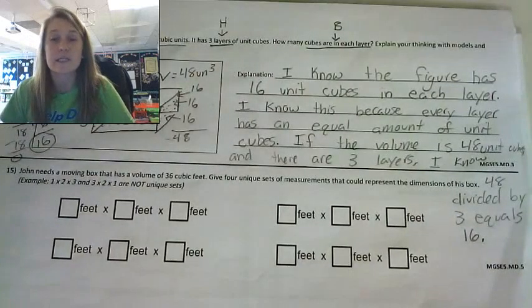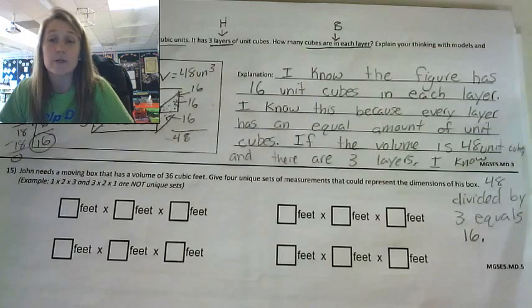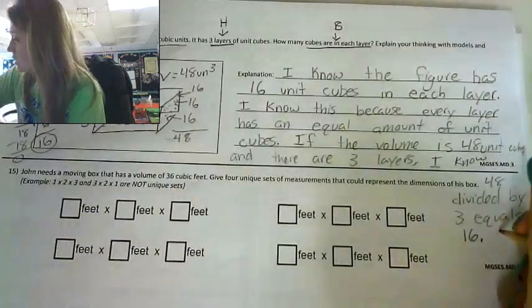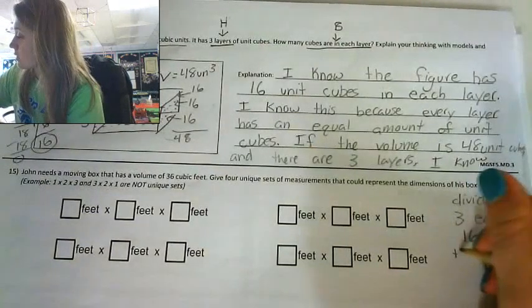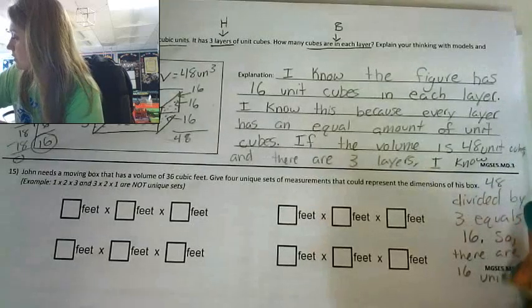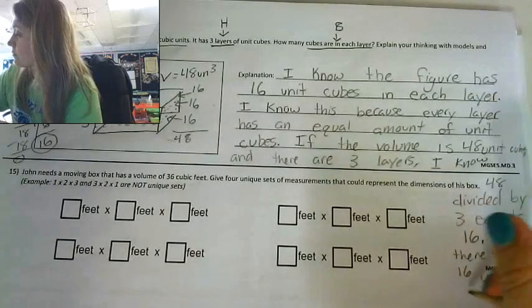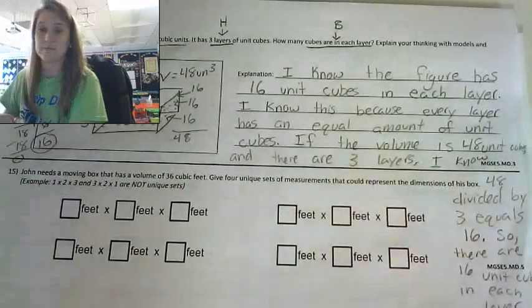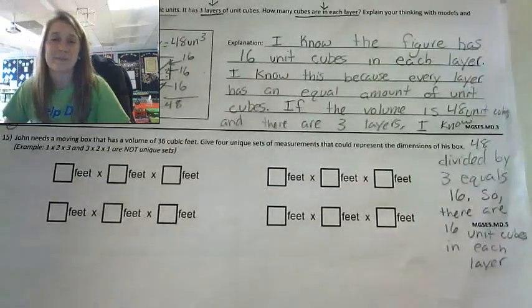I know the figure has 16 unit cubes in each layer. I know this because every layer has an equal amount of unit cubes. If the volume is 48 unit cubes and there are 3 layers, I know 48 divided by 3 equals 16. I need that conclusion sentence. So there are 16 unit cubes in each layer.